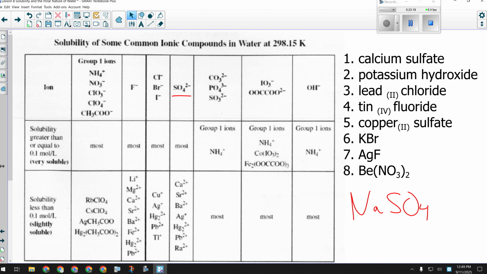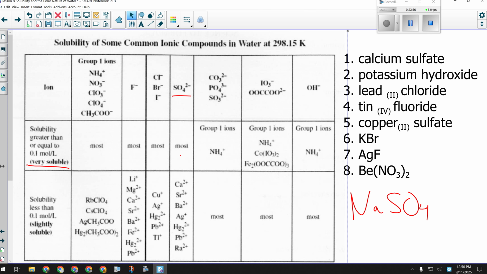The middle row has the word most in it. Thanks. That's helpful. Most could mean a lot. It does. So what I have to do is actually look down in the non-soluble row and see if sodium is there. Calcium, strontium, barium, silver, mercury, lead 2+, radium 2+. I don't see sodium in that row, do you? So would that mean sodium is part of most? Is this stuff soluble or not? Yes. This is soluble because sodium is here in the very soluble row.